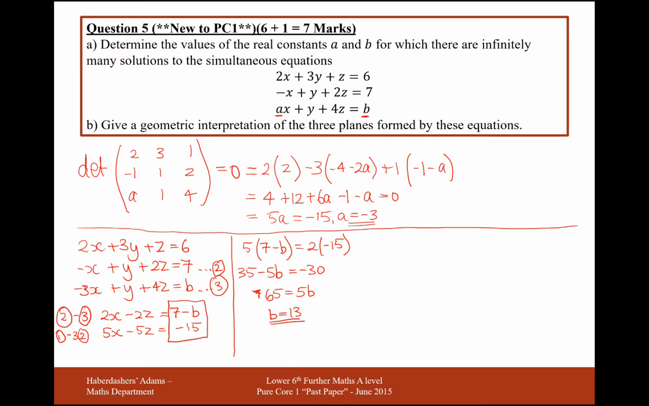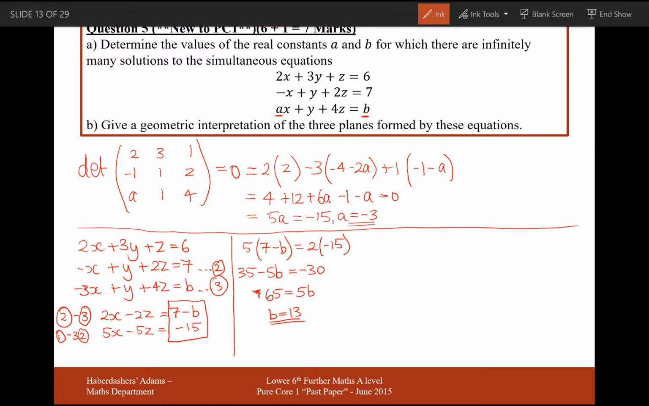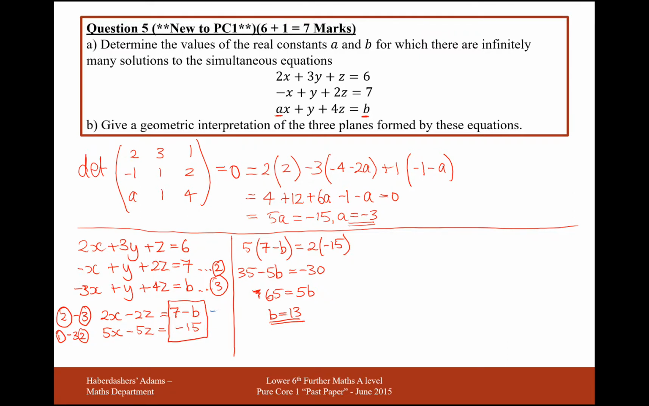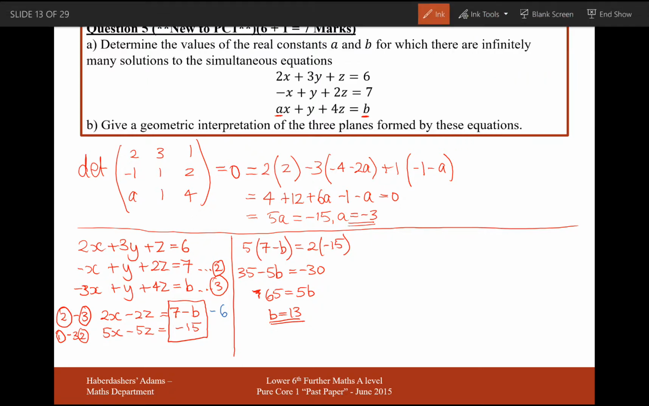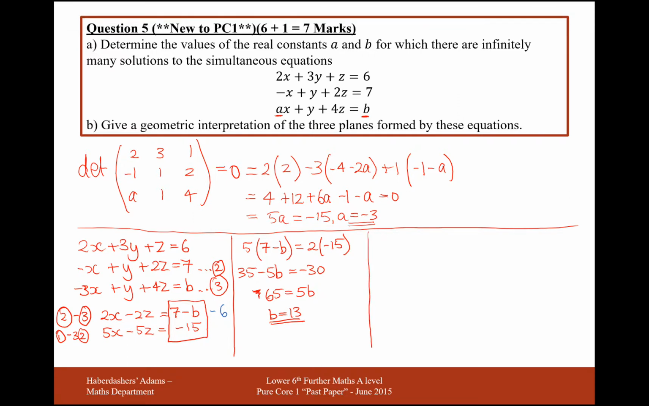So we can see here, we'll test it out. When b is 13, we're going to get 7 minus 13, which is going to give us minus 6. And if you look at the ratios between minus 6 and minus 15, if you times this top one by 5, you get minus 30. Times this bottom one by 2, you're going to get minus 30 as well. So effectively what we have now here and here are two equations that are the same. They overlap, and therefore they must provide infinitely many solutions. So that's the answer to part (i).